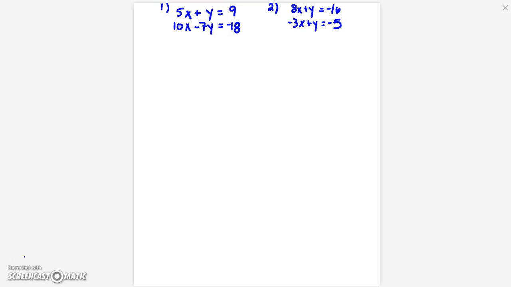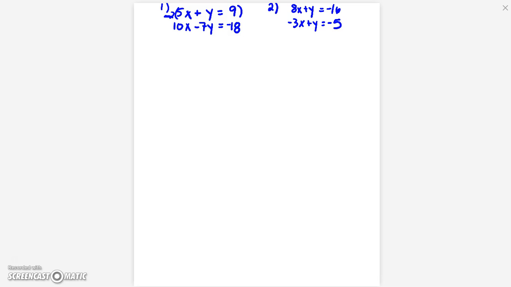I have two equations here, 5x plus y equals 9, and the one on the bottom, 10x minus 7y equals negative 18. I'm going to need to cancel one of these out. What I'm going to do is multiply the top equation by negative 2. So watch what happens when I multiply the top equation by negative 2 and see what I was thinking.